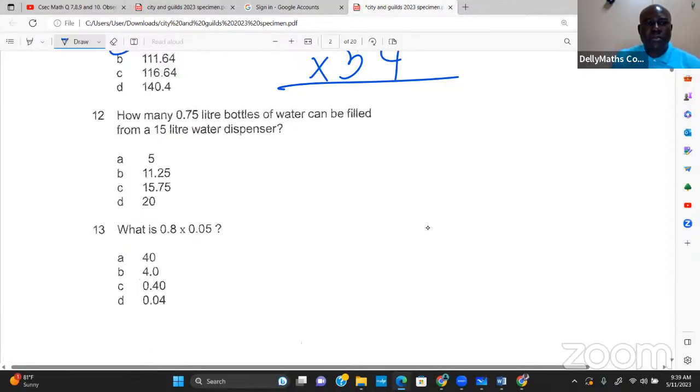How many 0.75 liter bottles of water can be filled from this? All right. So what you want to do, you want to divide the 15 by 0.75. And you want to do it the best way possible. So what you want to do is to work with whole numbers.